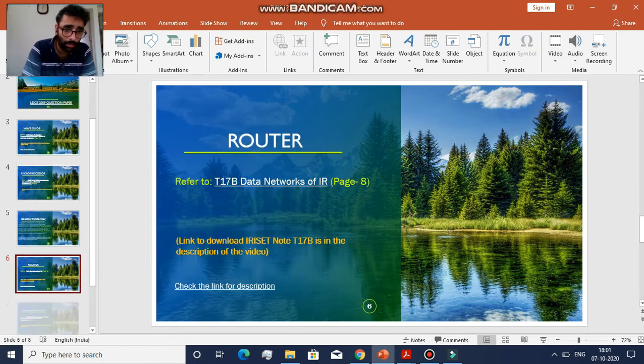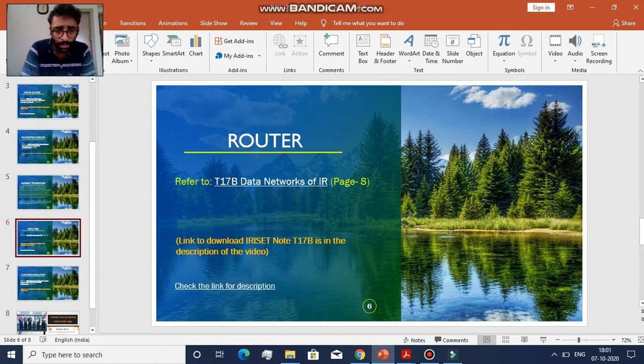Now let's talk about the second last topic, basically the router. A router is a networking device, as most of you already know, and most of you use it, right, for your day-to-day Wi-Fi purposes or Wi-Fi application.